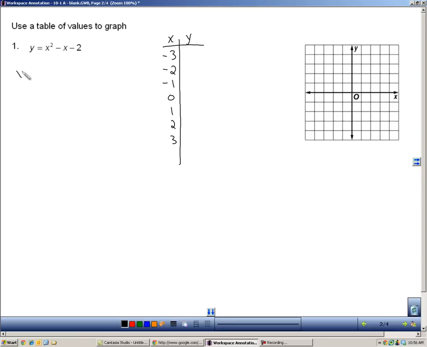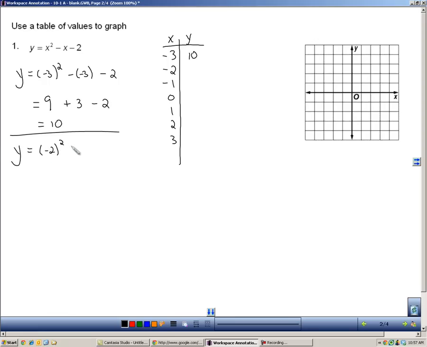Let's start with -3. When I plug a -3 in for x, I'm going to get -3 squared, which is 9, minus a negative is a +3, minus 2, so that's 12 minus 2, which is 10. So -3 gives me a 10. And I'm going to keep doing this with all these x values. Plug in a -2. -2 squared is 4. Minus a negative is a plus. So that's 8 minus 2, which is 6. Keep going with the -1.